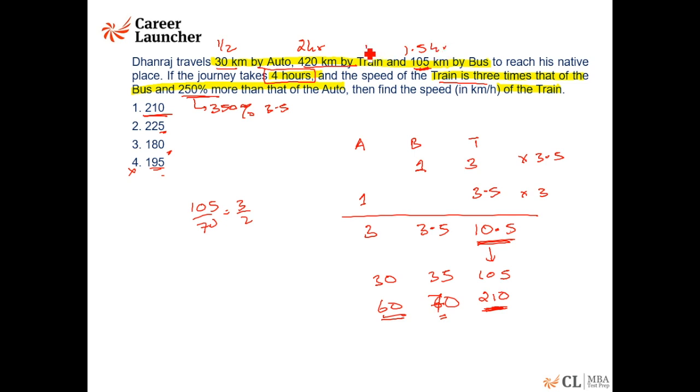What is the total time taken? 2, 1.5 and 0.5 is 4 hours. Correct answer is 210 because at 210 the time taken is coming out to be 4 hours.